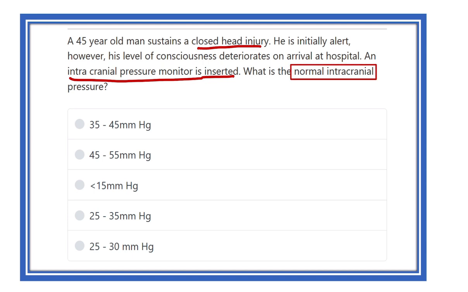Here the options are 35 to 45 millimeter mercury, 45 to 55 millimeter mercury, less than 15 millimeter mercury, 25 to 35 millimeter mercury, and 25 to 30 millimeter of mercury. So we have to find out which option is the normal intracranial pressure, and it is a direct question. So first of all, let's see the intracranial pressure.